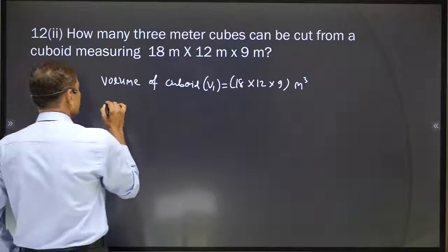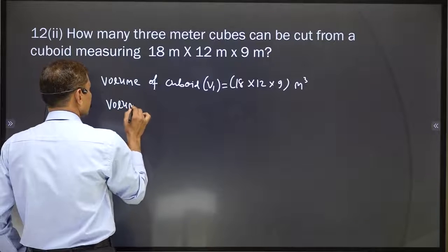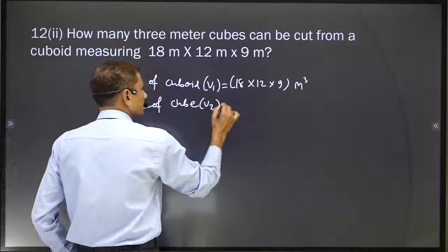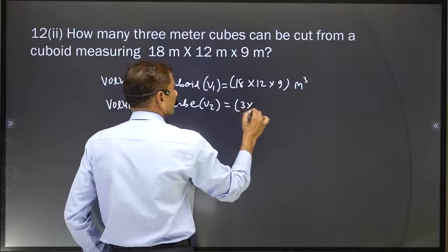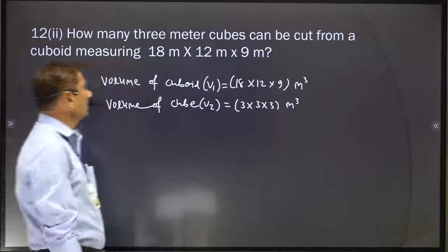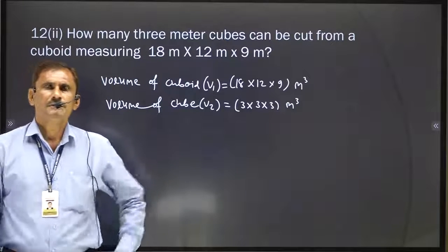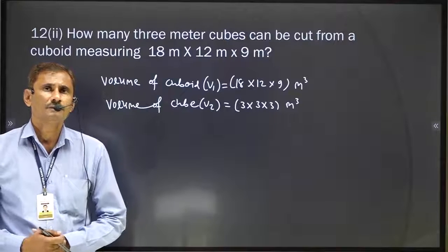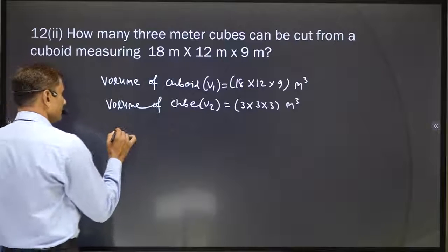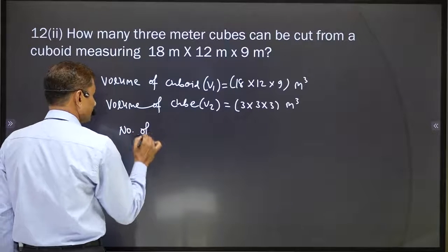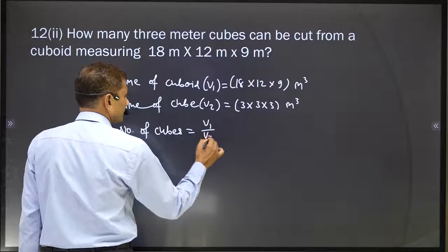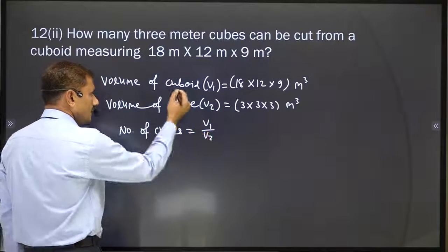Now same way, I can say the volume of the cube, let's say it is V2, is equal to 3 into 3 into 3. I'm not writing 27 here. Okay, now just divide them so that we can find the number of cubes. Understood? So now it is our final answer, number of cubes equals V1 upon V2. I have given them names here so there is no need to write it again.